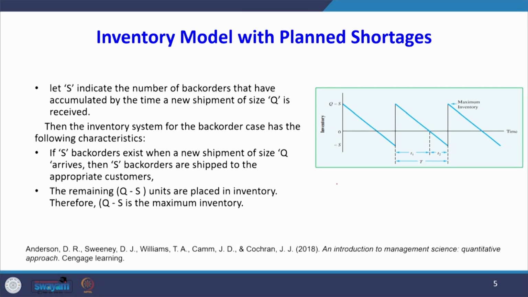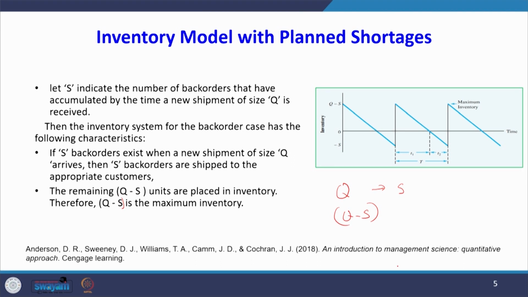So, what is happening? Suppose we are receiving Q quantity, and already there are S shortages. As soon as we receive the order, these S units will be shipped to the appropriate customers, that means the people who are already waiting. The remaining Q minus S units are placed in inventory. Therefore, Q minus S is the maximum inventory.